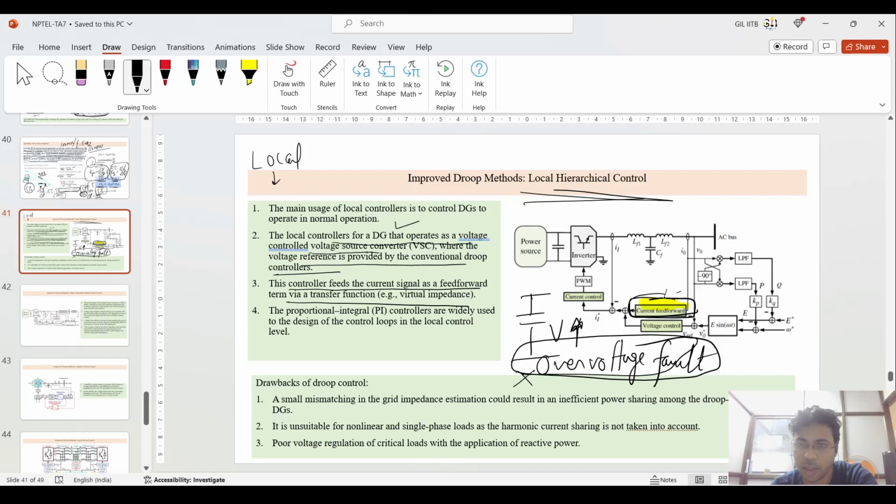Current is taken as the reference, and what voltage and frequency should be generated is taken from the P and Q, and through the voltage control and through the subtractor, this is taken for PWM control and being generated.